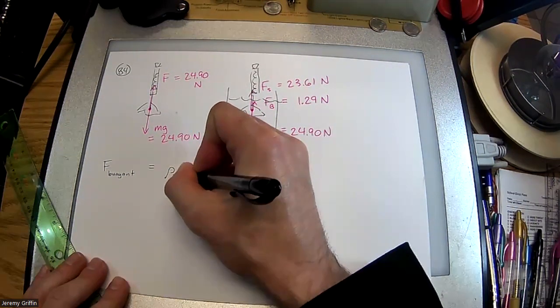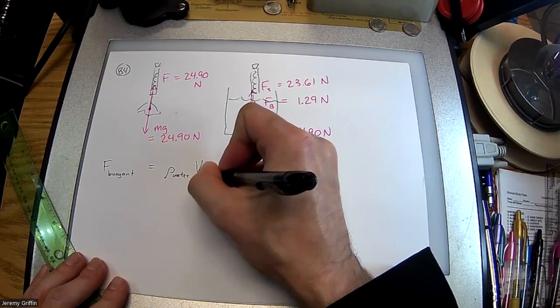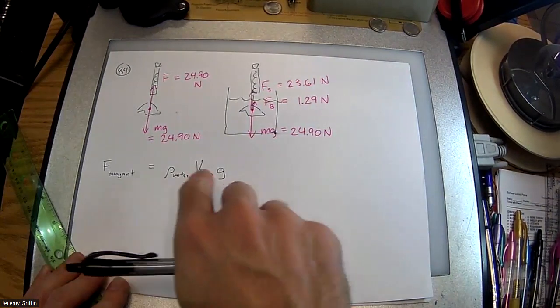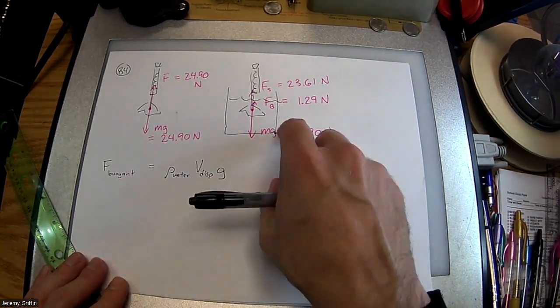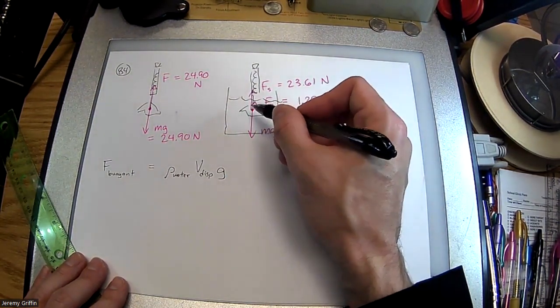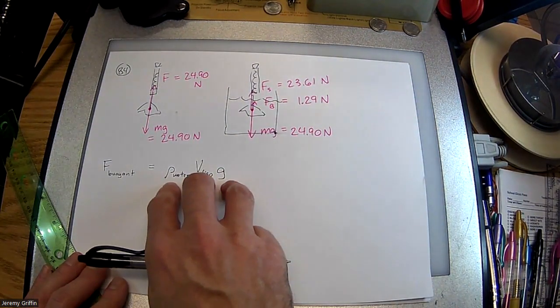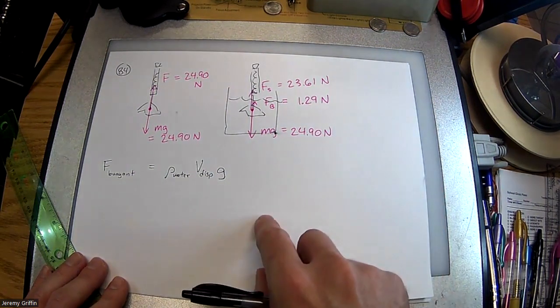Density of the, in this case, water, because it's submerged in water, times the displaced volume, times gravity. Sometimes you see them rearranged in a different order, but something like that. That represents the weight of the water that's displaced. If you could take that statuette out and there's a void there and fill it with water and weigh the water, that's what this is equivalent to, in my case, 1.29 newtons.